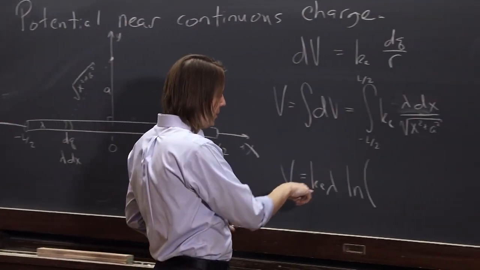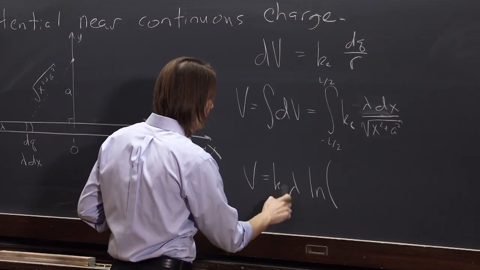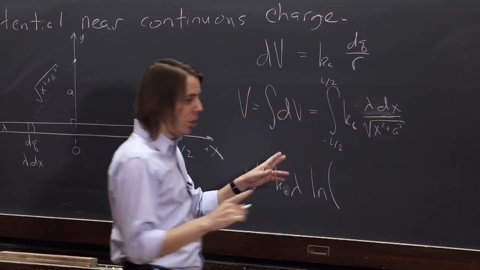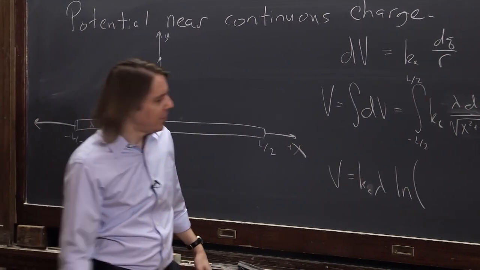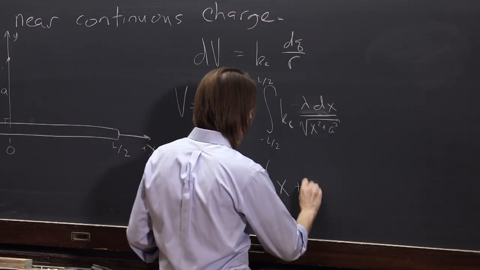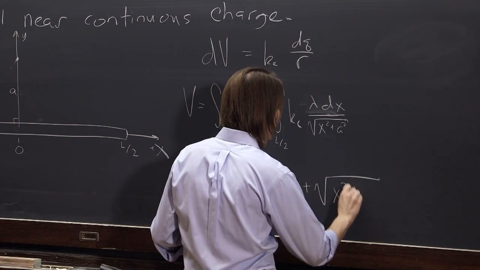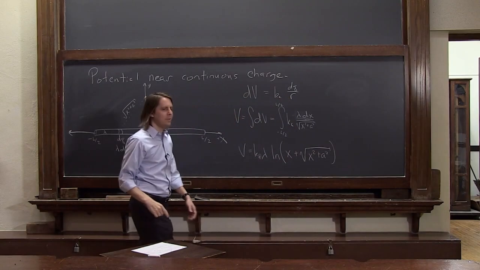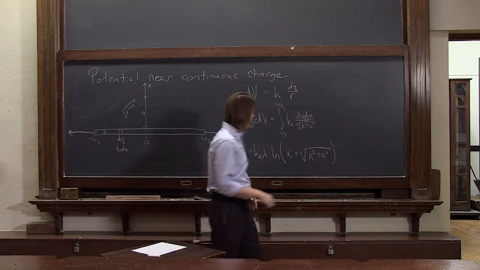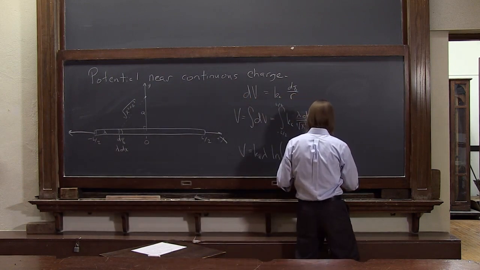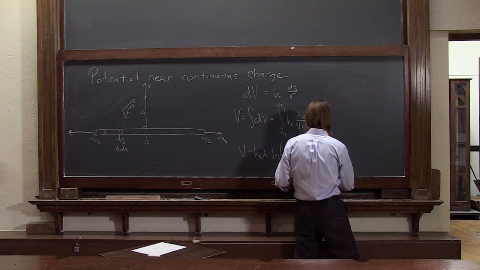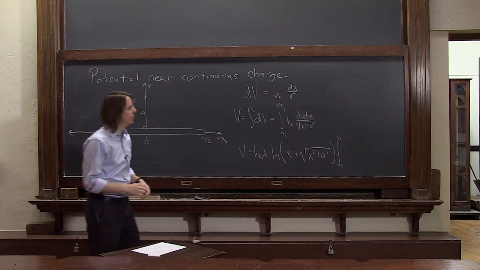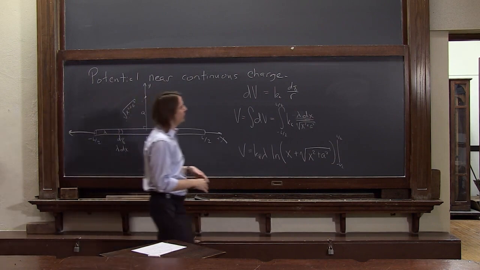Okay, so it's Ke, Coulomb's constant, times the linear charge density lambda, times the ln of x plus the square root of x squared plus a squared, from the table. If you don't believe me, take the derivative of that and see if you get back to there. I strongly encourage you to do stuff like that. Evaluated from minus L over 2 to L over 2. And now it really comes down to plugging in.